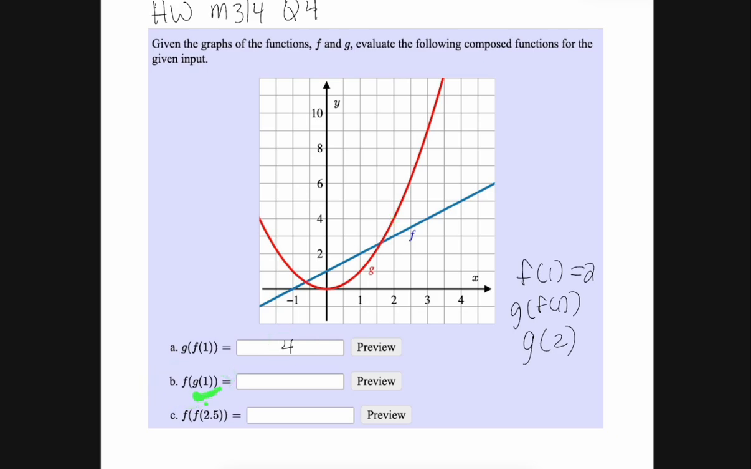Okay, let's do this one. This time we're starting with our g function. We find an x value of 1 and we go up to our g function. G of 1 is 1. So that's really saying f of g of 1 is really just f of 1. So now I'm going to go back, find an x value of 1, go up to my f function. The number is 2. My final answer is 2.